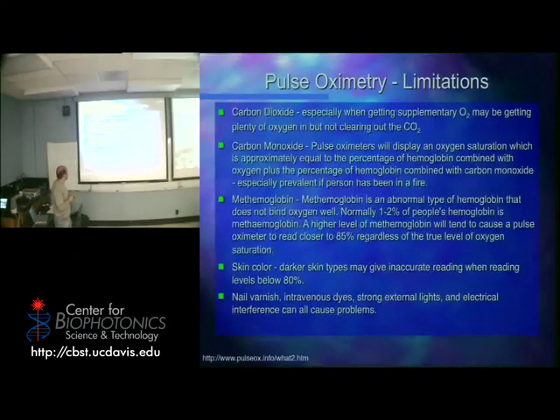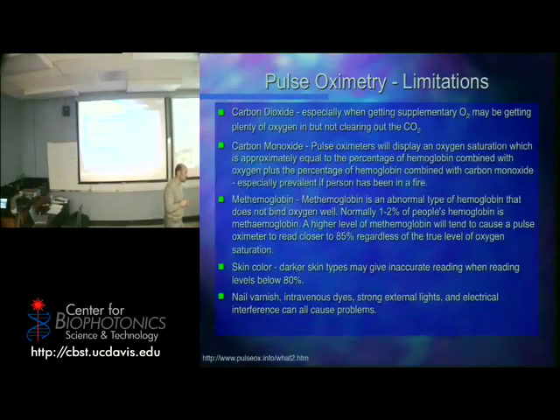Okay. Now, some other things. Skin color: darker skin types can have inaccurate readings when levels are below 80%. So basically, it's the same idea as the nail varnish. Anything that gets in the way of that reading can cause problems: nail polish, intravenous dyes, if you're doing some other kind of procedure and there's some dye in your body, strong external lights, electrical interference. If I've got a really bright light coming in from the side, it might overwhelm the signal that's coming from the LED.